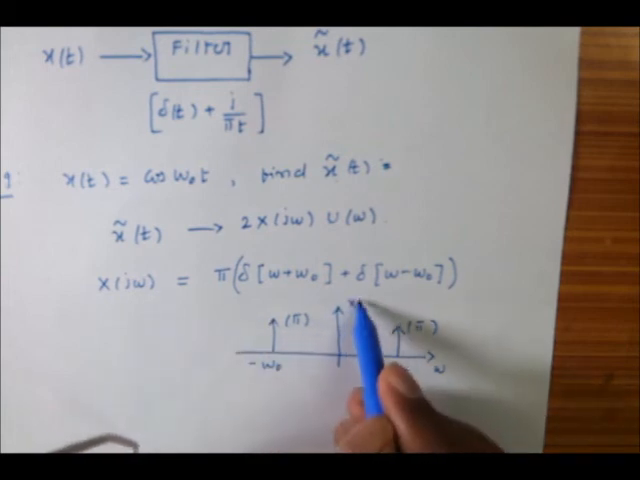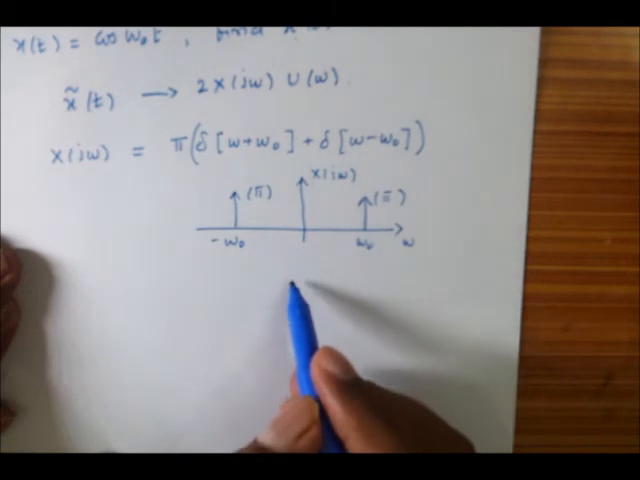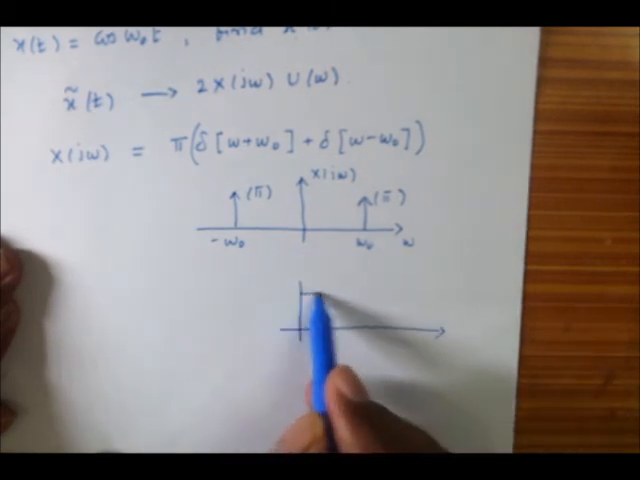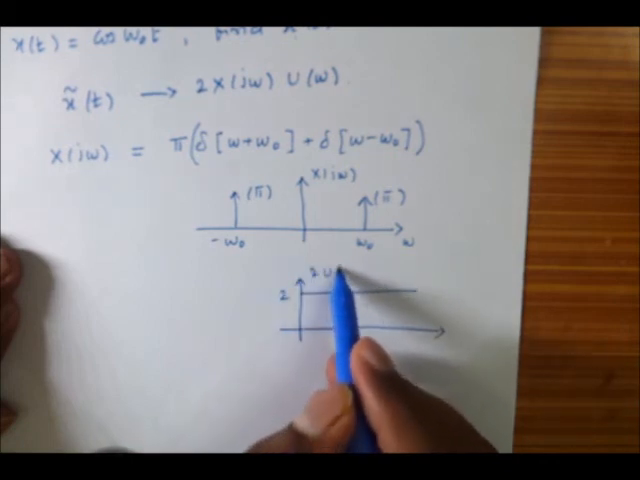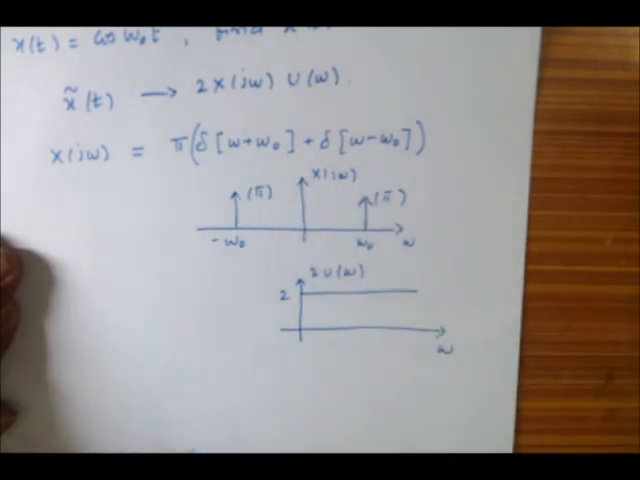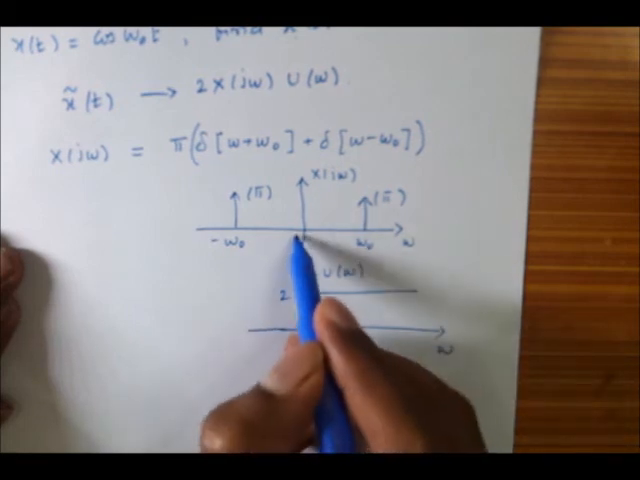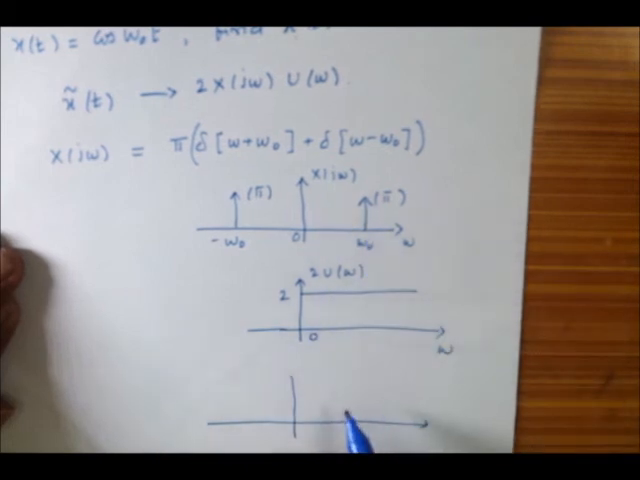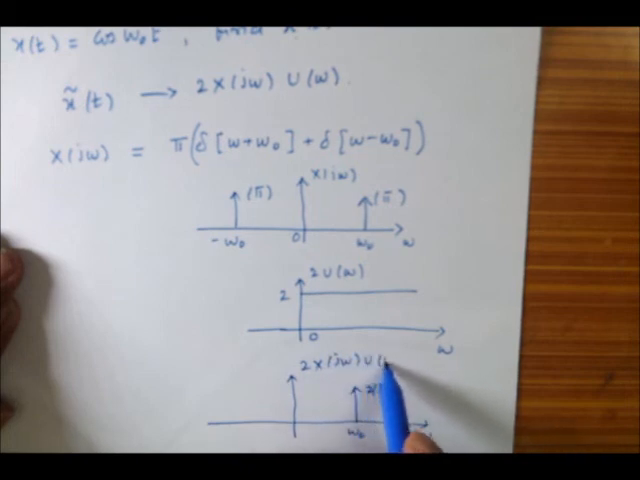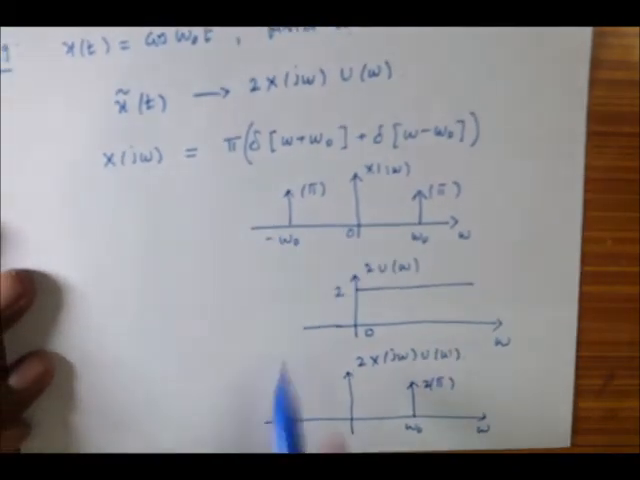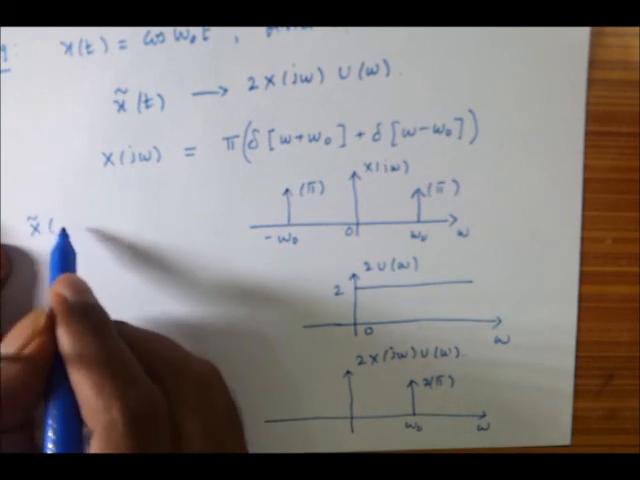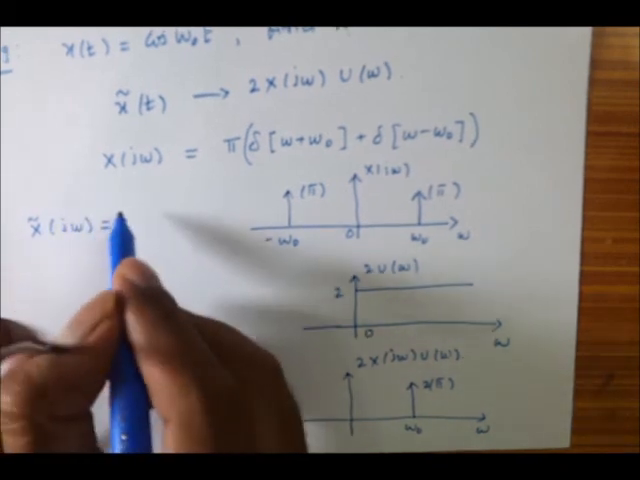Similarly, how does 2u of omega look? It will look something like this. So if you multiply these two, 2u of omega into X of j omega, because this fellow is 0 towards the negative side, what do we get? You will get only the positive Dirac delta, and the strength of that Dirac delta has now become 2 pi. So this is our 2X of j omega into u of omega. We can write X tilde of j omega as 2 pi into delta of omega minus omega naught.